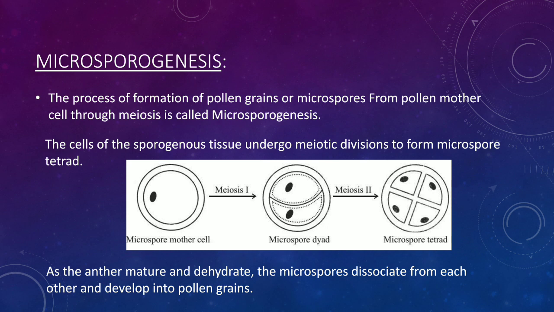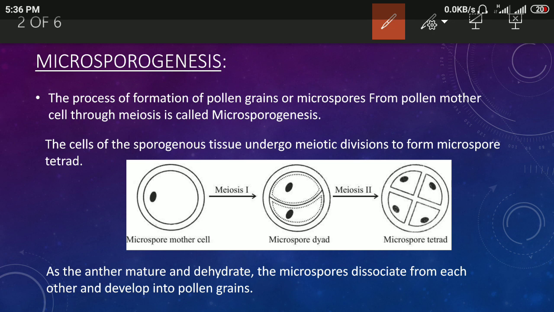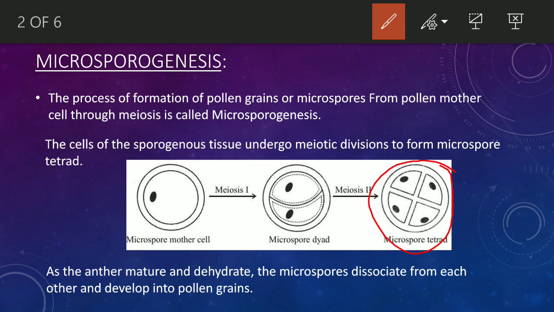In microsporogenesis, firstly, the cells of sporogenous tissue undergo meiotic divisions to form a microspore tetrad. Now, what is a microspore tetrad? The microspores, as they are formed, are arranged in a cluster of 4 cells. These structures are called microspore tetrads.